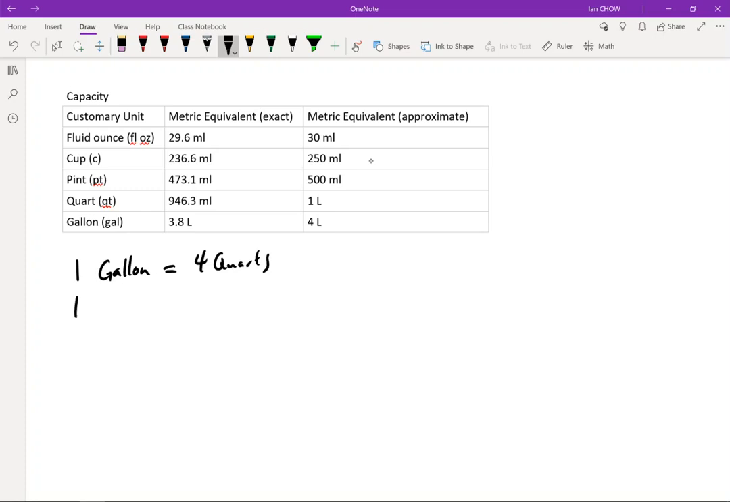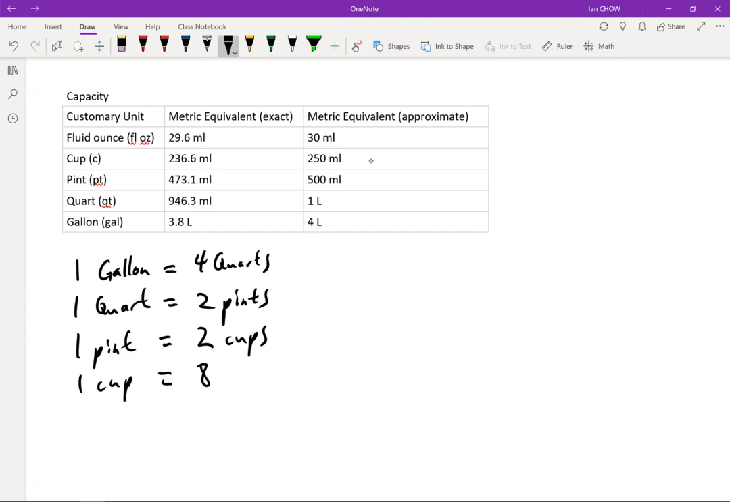And then 1 quart is equal to 2 pints. 1 pint is equal to 2 cups. And then 1 cup is equal to 8 fluid ounces. So I don't know who came up with these numbers.